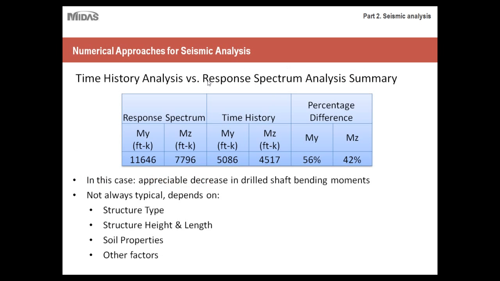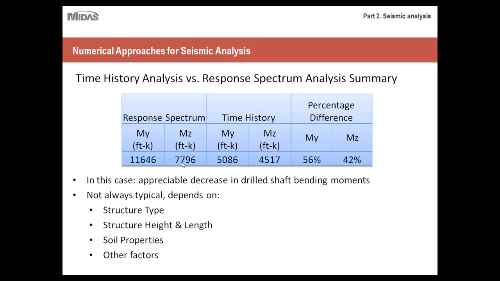Ultimately, here are the final results of his experiment. Here are the results of the response spectrum analysis. For I believe one of the pile foundations, it was within this range in the M, in the Y direction, and the Z direction. Whereas with time history analysis, as you can see, the moment was considerably less, by about 56% for moment in the Y direction and 42% with moment in the Z direction.